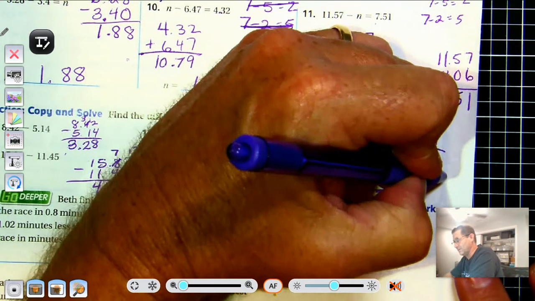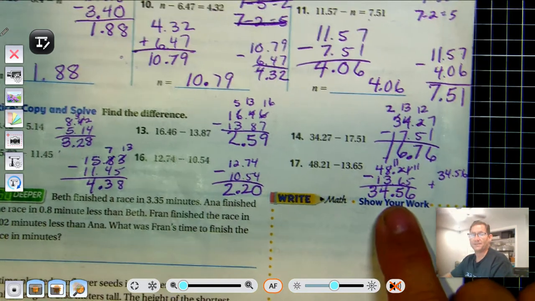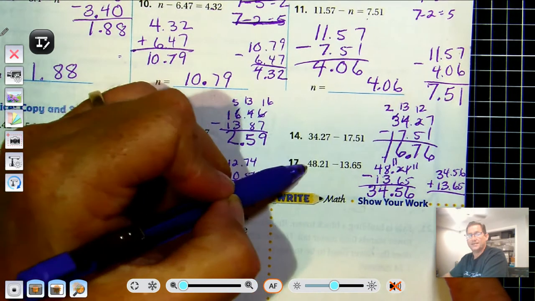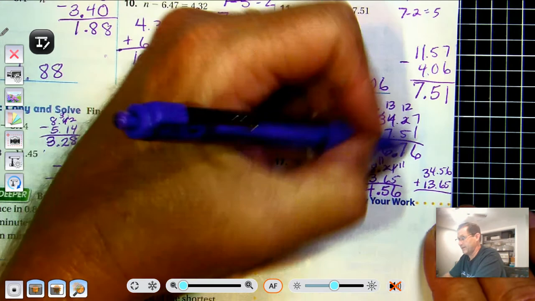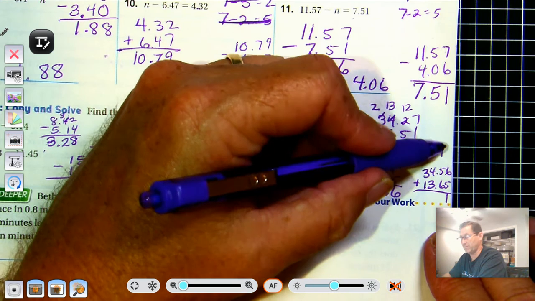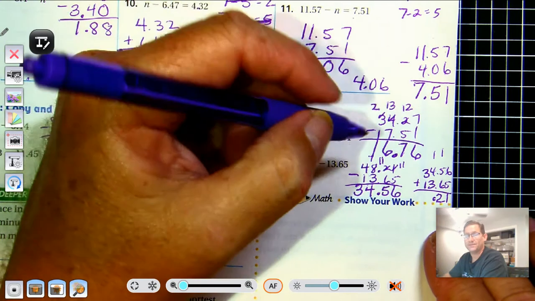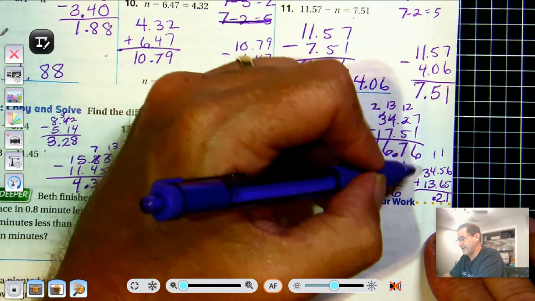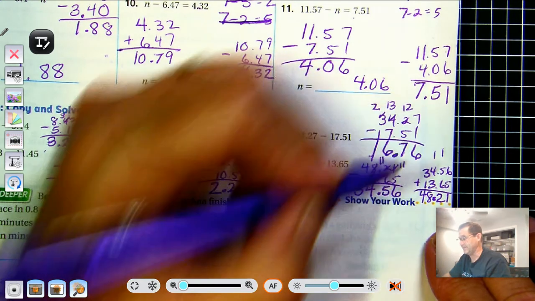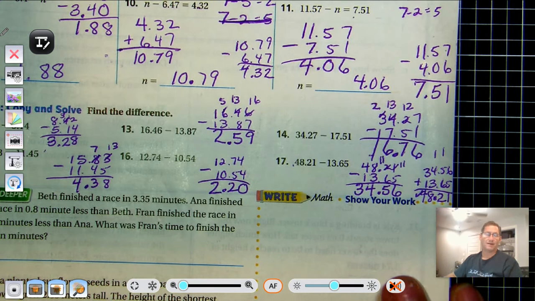Okay, let's go ahead and check this one. So I'm taking the difference, adding what was subtracted, and I should get the number I subtracted from. 6 and 5 is 11. Regroup. 6 and 5 tenths is 11 tenths, plus 1 more tenth is 12 tenths. Regroup that as 1 one and 2 tenths. 4 and 3 is 7, plus the regrouped 1 is 8. And 3 tenths plus 1 tenth is 4 tenths. 48 and 21 hundredths. So it does check. All right, 18.